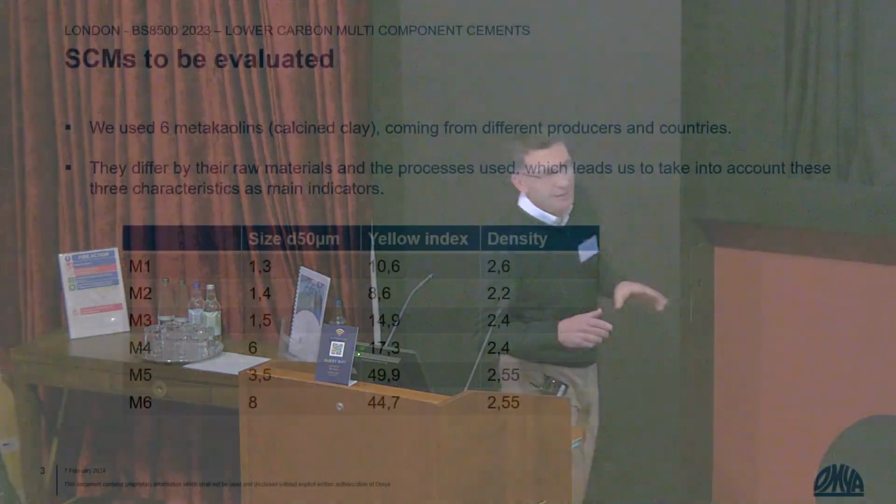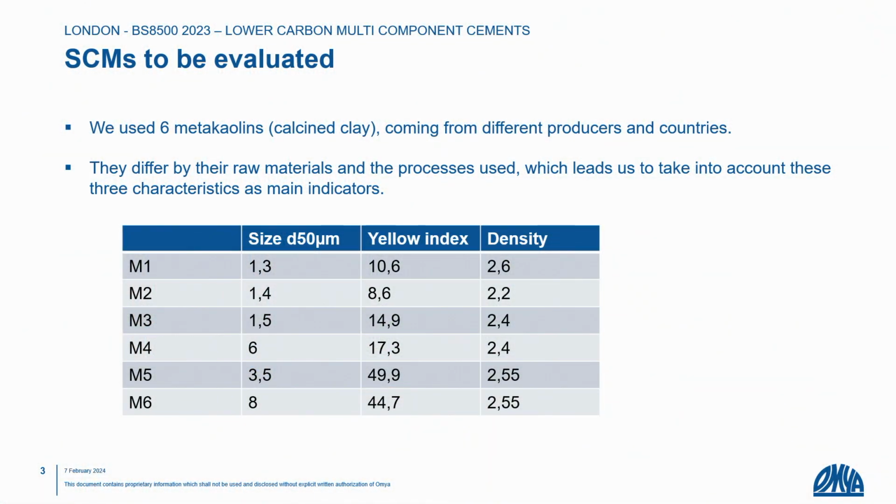Please have a look at the different supplementary cementitious materials used in this experimental program, with the following indicators: D50, yellow index, and density. To evaluate the D50, we use the Malvern laser granulometer. For the yellow index, we use a Datacolor measuring system, as we do for PET applications, to evaluate the brightness of the product.